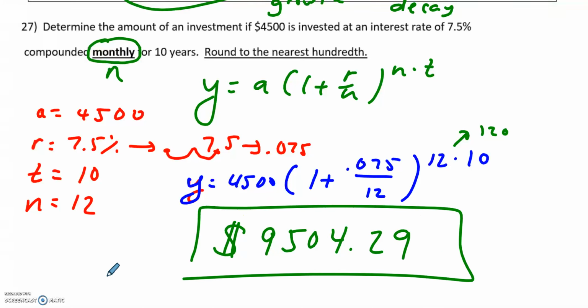So it looks like over 10 years, your investment went from 4,500 to about 9,504. Not bad.